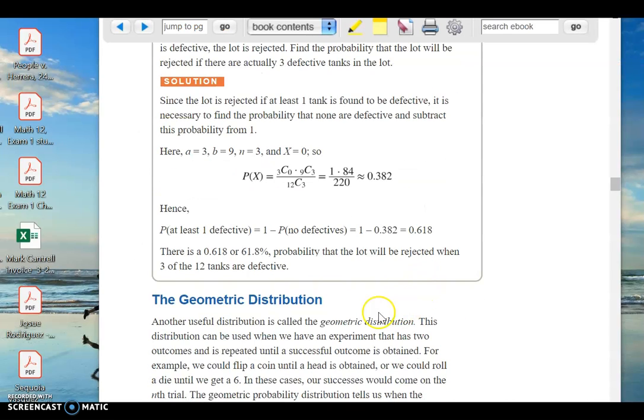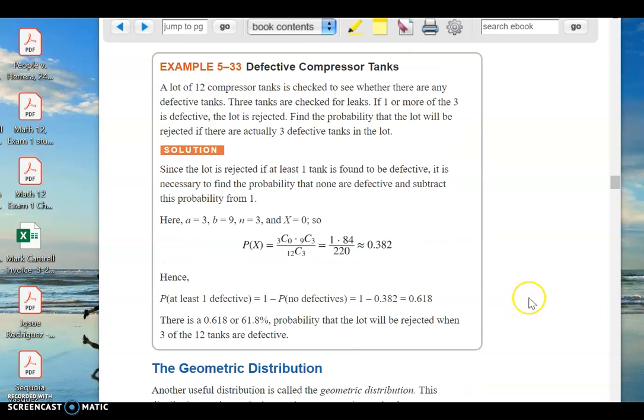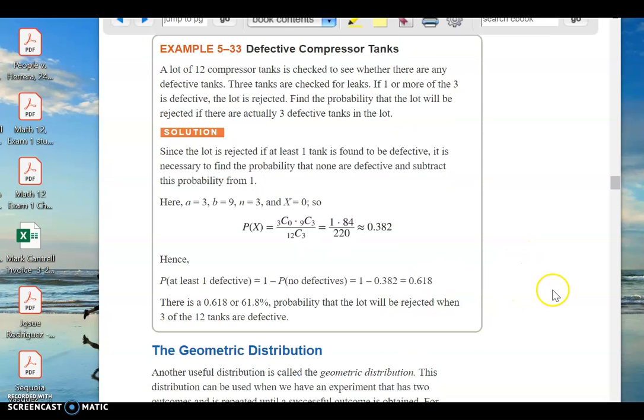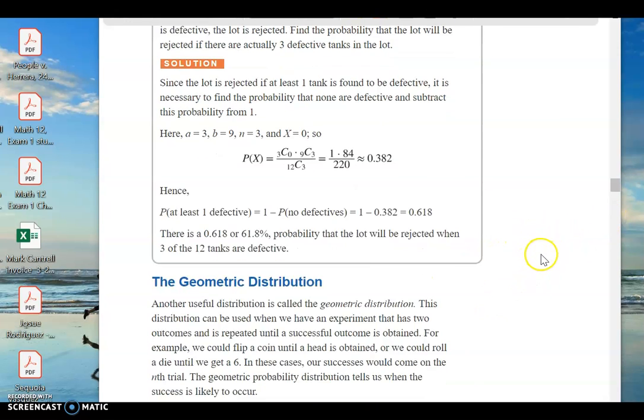Okay, so we've bounced back here to the book. I hope that helped explain that problem to you. Work it out, put it in your own language, your own words. If it takes you 20 pages to do it, that's fine, that's good. That shows that you're really understanding it, okay? So the final answer is there's a 61% chance that the lot will be rejected, assuming that 3 of the 12 tanks are defective.